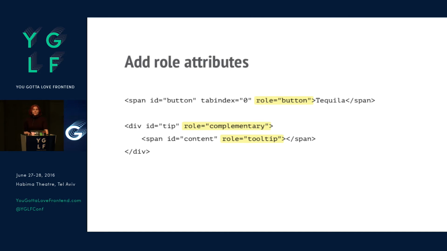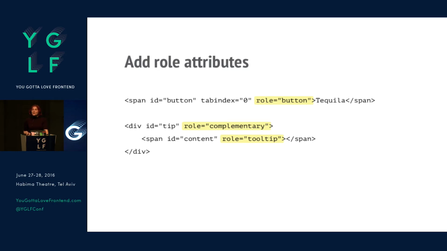So far, so good. We're going to add some role attributes, several of them this time. We're going to use a role of button on the span because it characteristically is going to behave like a button and it looks like a button. We're going to add a role of complementary onto the div that will contain the useful information because complementary information seems like a pretty good description of the purpose of this. And we're going to add a role of tooltip to the content just inside of that, because this shares a lot of characteristics with a common tooltip design pattern.